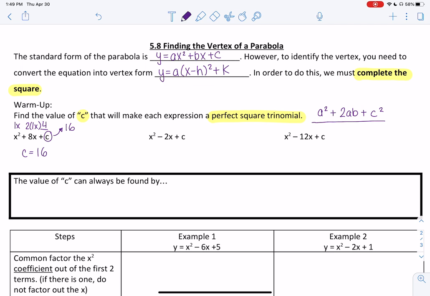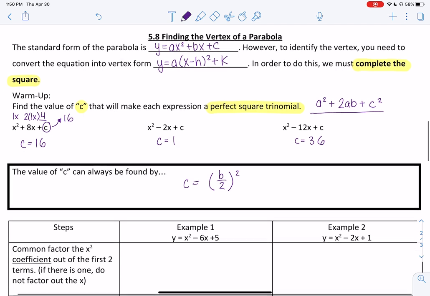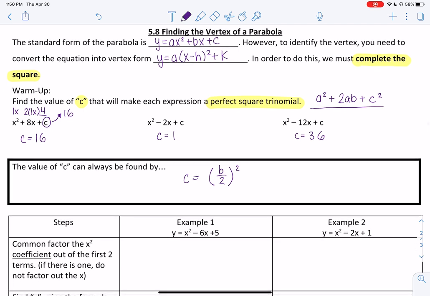So now we'll double check your answers. For this one, we should have c equals 1, and we should have c equals 36. If you figured this out, awesome. If you haven't, what we're doing to find c is we're actually doing b divided by 2, and then we're squaring that. So that's actually what we've been doing the whole time. If you try that with these examples above, it will actually work out. And this thing here is going to be very important in completing the square.